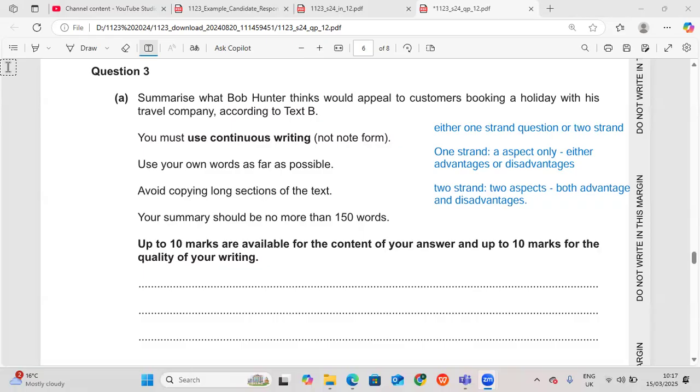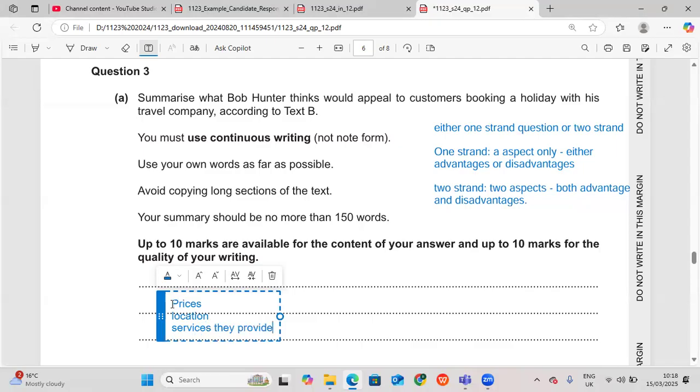So whenever you want to book a holiday or any travel plan with a company, what do you keep in mind? Yes, Meera, what do you keep in mind whenever you're booking a holiday? The prices. Okay, I'll write that down here. Prices. Yes, what else? The location. Location. What services they provide. Services they provide. I think that's it.